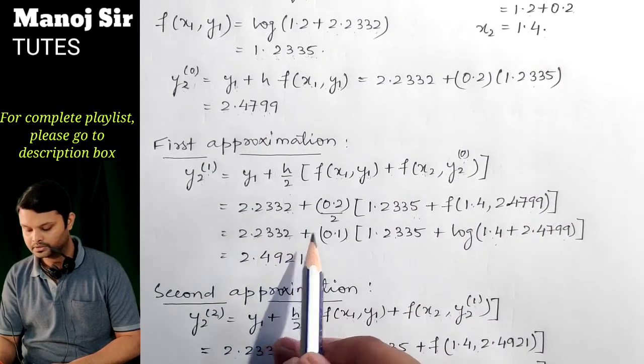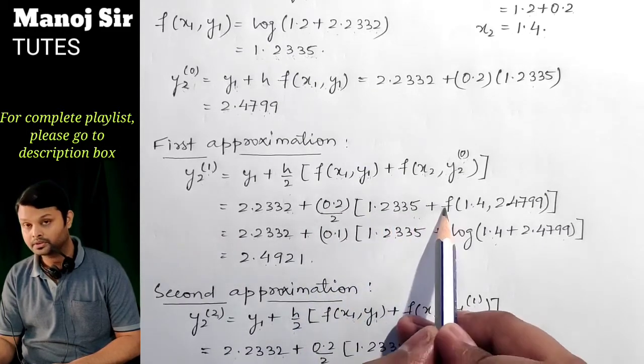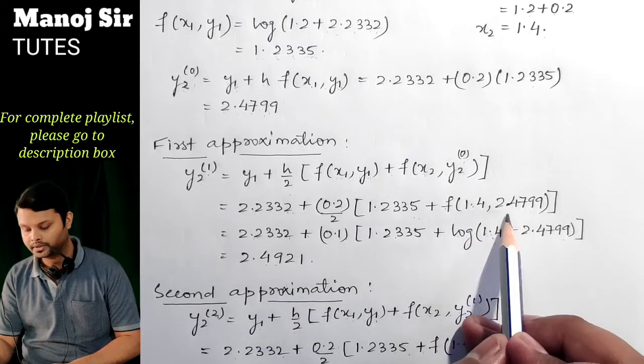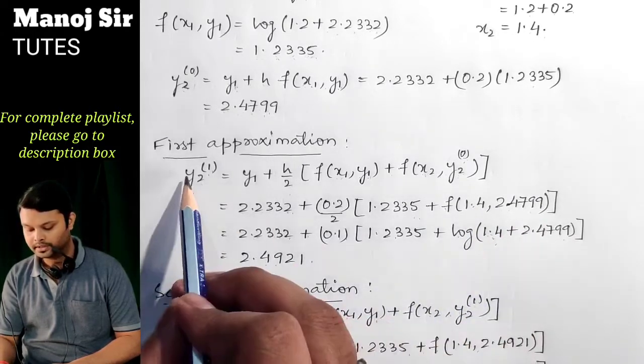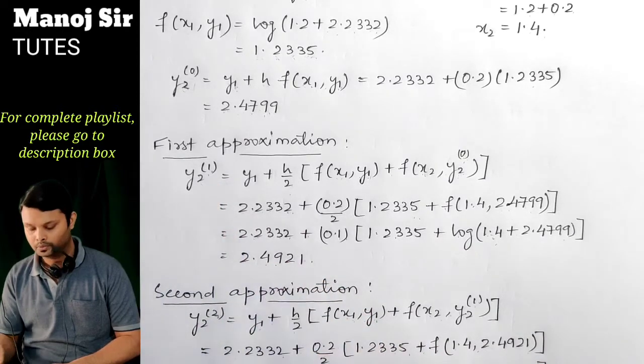Now 2.2332 is as it is, plus, solving this, we will get 0.1. This is as it is, plus what is the function? That is log of x plus y. What is x? That is 1.4. What is y? That is 2.4799. On calculating, you will get y2 at the first approximation, that is 2.4921.